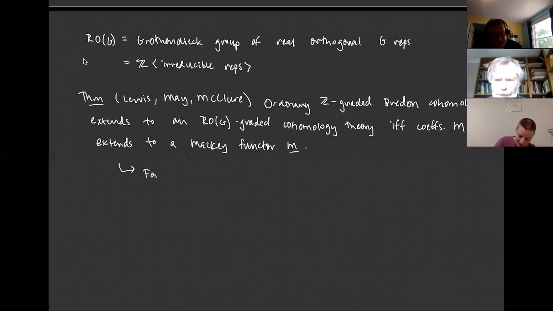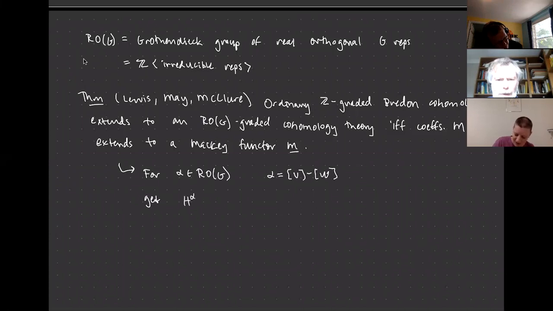So that means I take some alpha in RO(G), well, that's a Grothendieck group of real orthogonal G representations. So this is some sum or difference of isomorphism classes of actual representations, right? And what I get from that is something that looks like H superscript alpha. I'll decorate it with a G because it's still equivariant. I take cohomology of my pointed G space, and now I need coefficients in a souped up coefficient system.